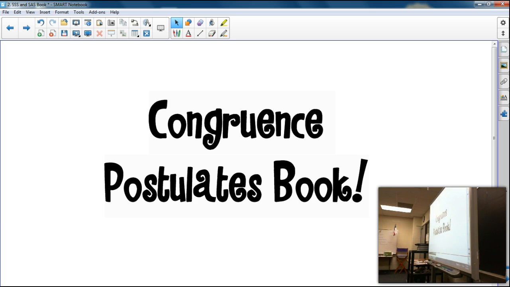Title it Congruent Postulates Book. Congruent Postulates Book, like this. Congruent Postulates. Make it pretty. Write your name on it. Congruent Postulates.